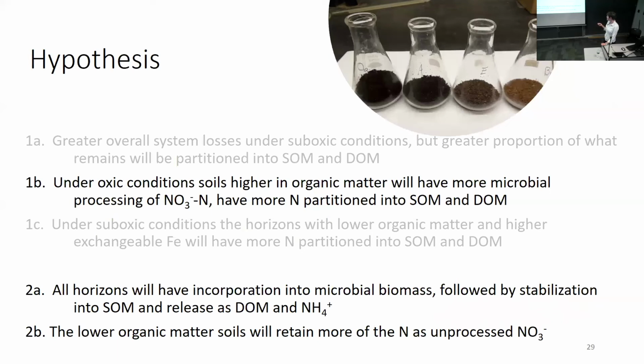We also did find that all horizons had stabilization into soil solids, and they all had some release of ammonium. Again, DOM was a little problematic. And we did indeed find that lower soil organic horizons had more unprocessed nitrate. Taking it back to my original questions of effects of soil horizon and redox effects, there's not too much we can do with the redox effects at this point, but we clearly see that horizon soil organic matter has a very strong effect. And until we get into the suboxic, it's hard to say what effect the iron and manganese minerals might have, because we really don't see a whole lot of activity there under the oxic conditions.